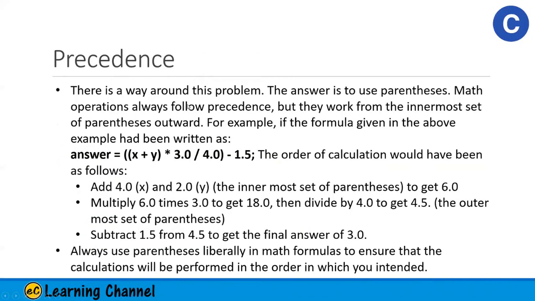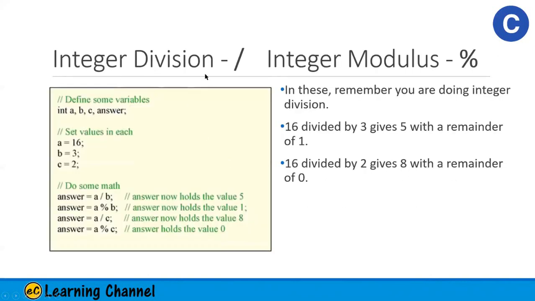And then precedence, you need to know about which operator will take place first, and that's the precedence. There's a way around this problem. The answer is to use parentheses. Parentheses can help you to guarantee that the desired operation will be executed first. So this single slash is integer division. Make sure you understand that it's integer division if both of the operands are integers. And percentage sign for modulo.